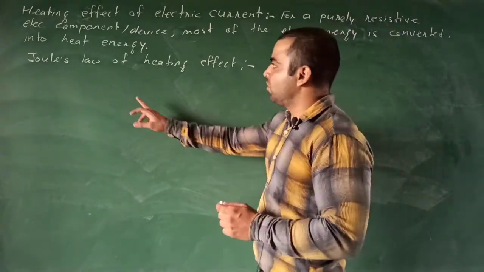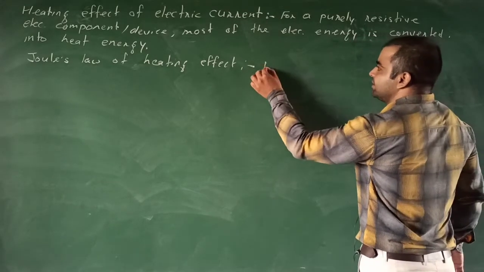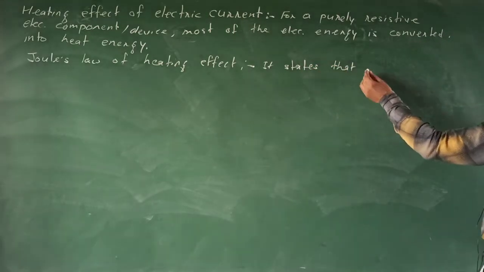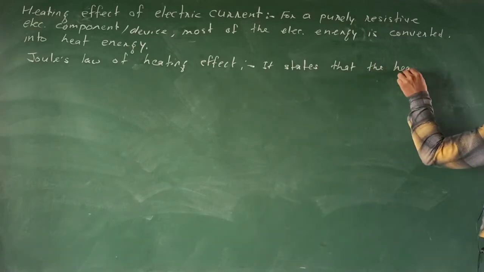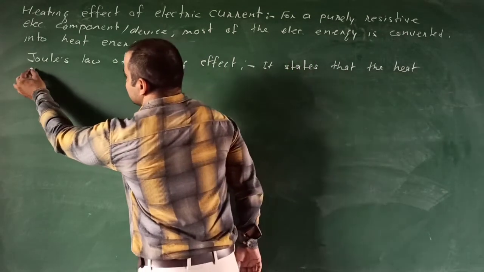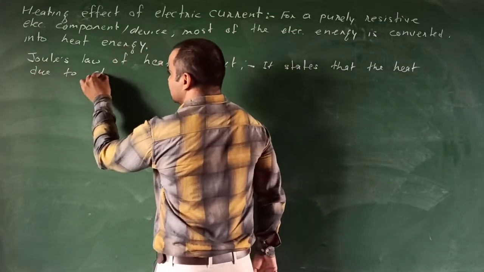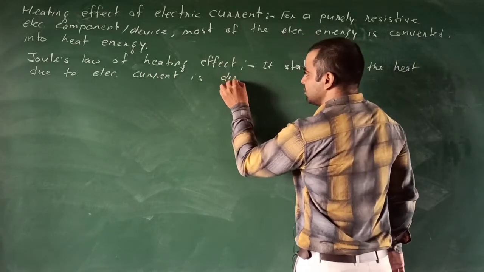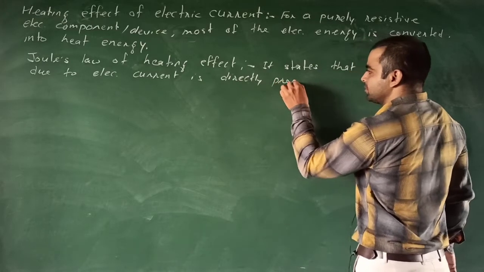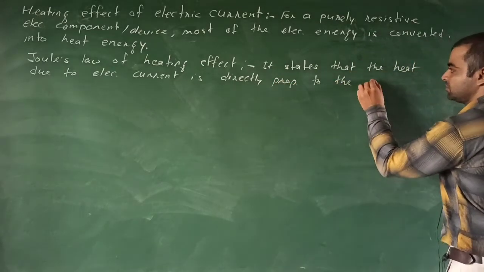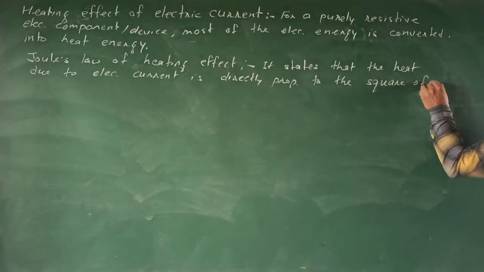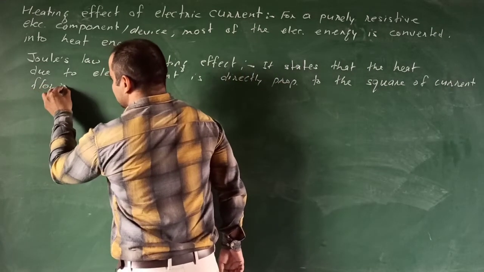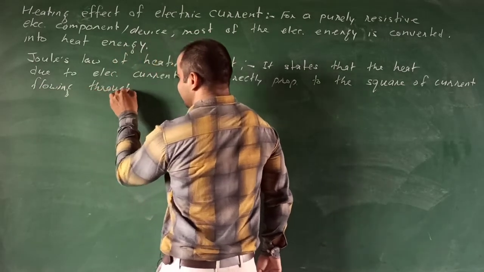It is clear. So Joule's law of heating effect states that the heat due to electric current is directly proportional to the square of the current flowing through the conductor.